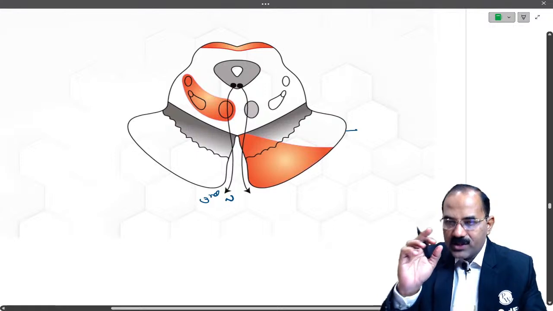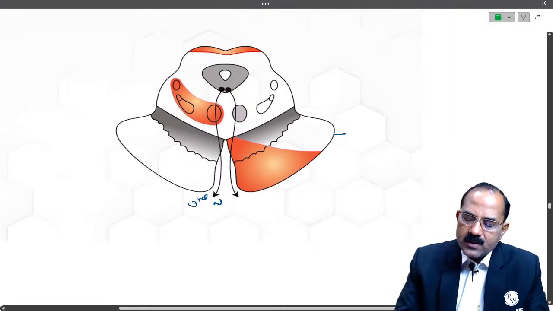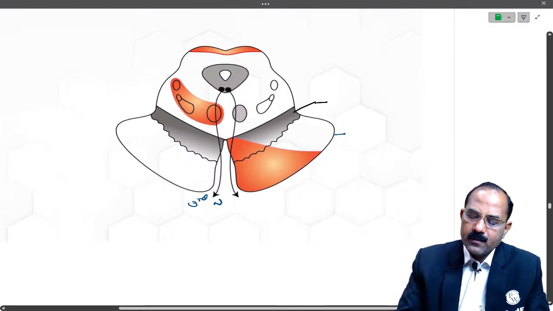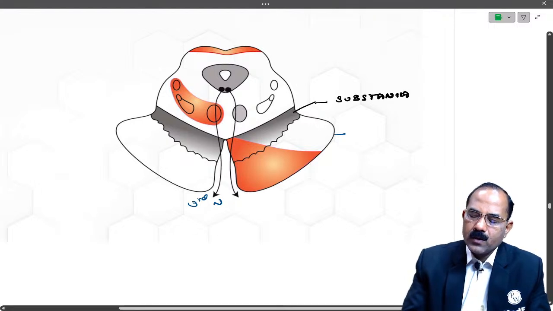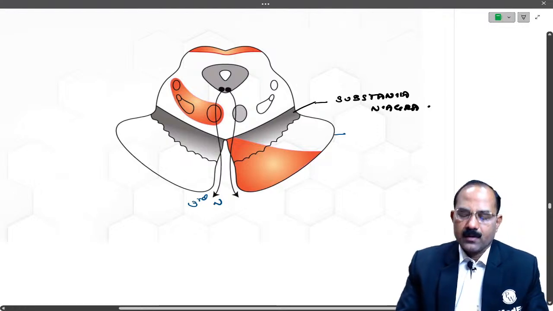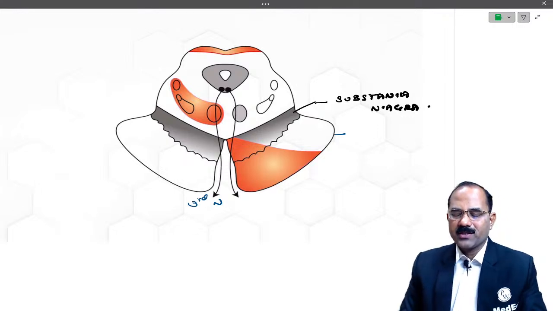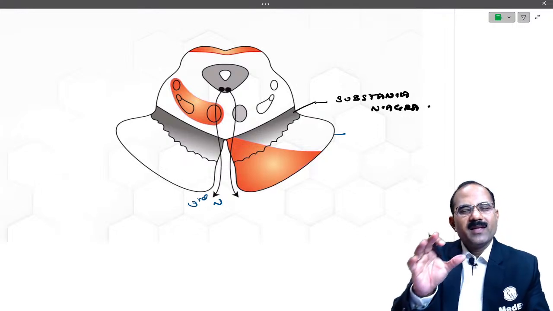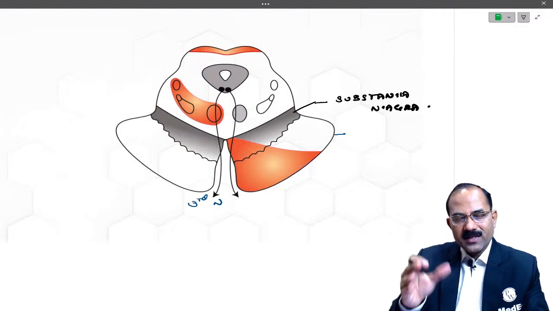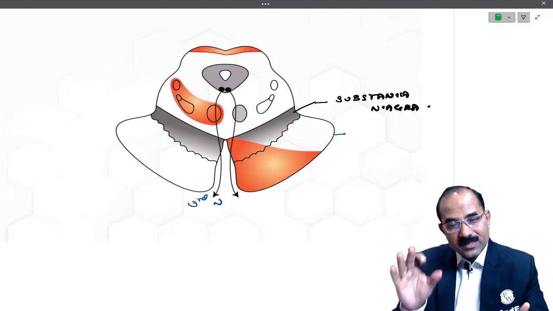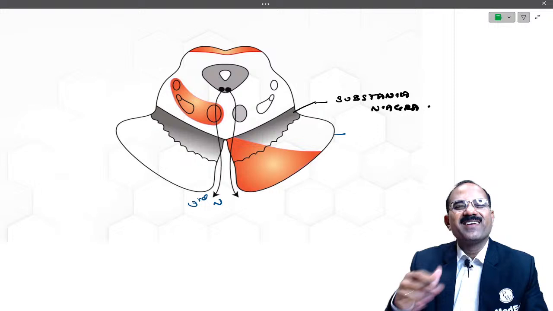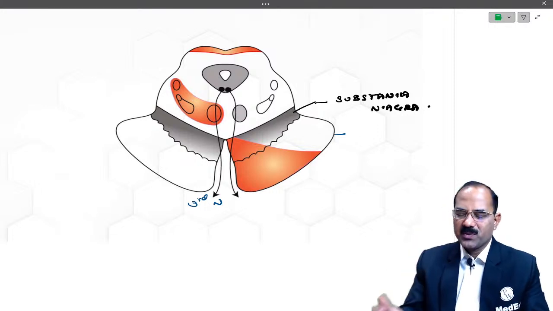So this is a lesion. What is this? This is substantia nigra. They have not shown the red nucleus in this. This is not a section to understand the transverse section of the midbrain. This is a diagram to understand something else. That is why the entire thing is not shown.